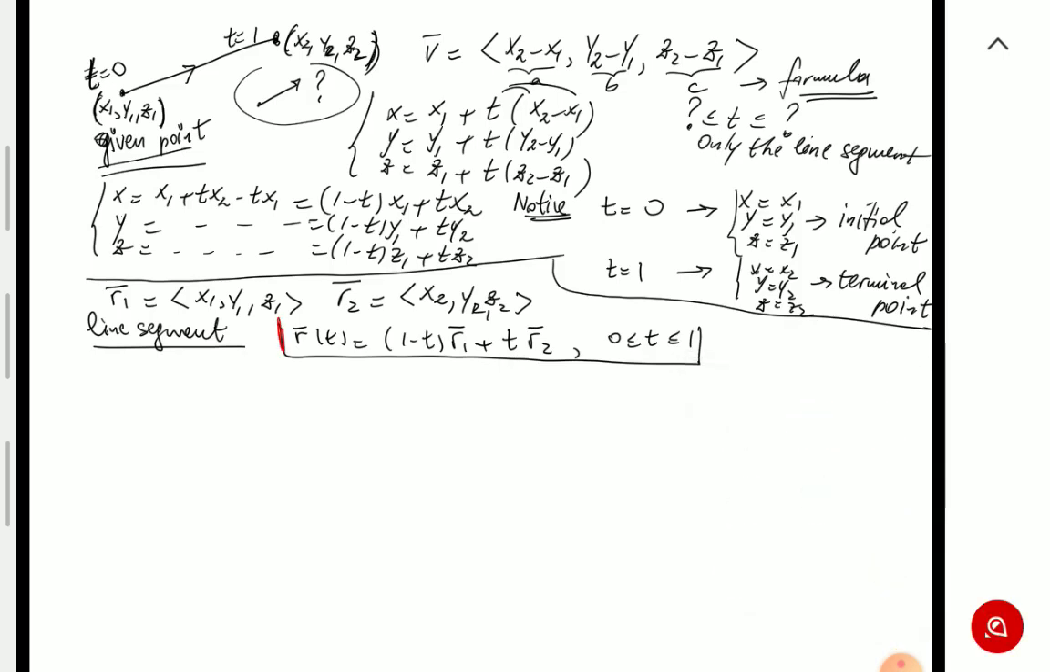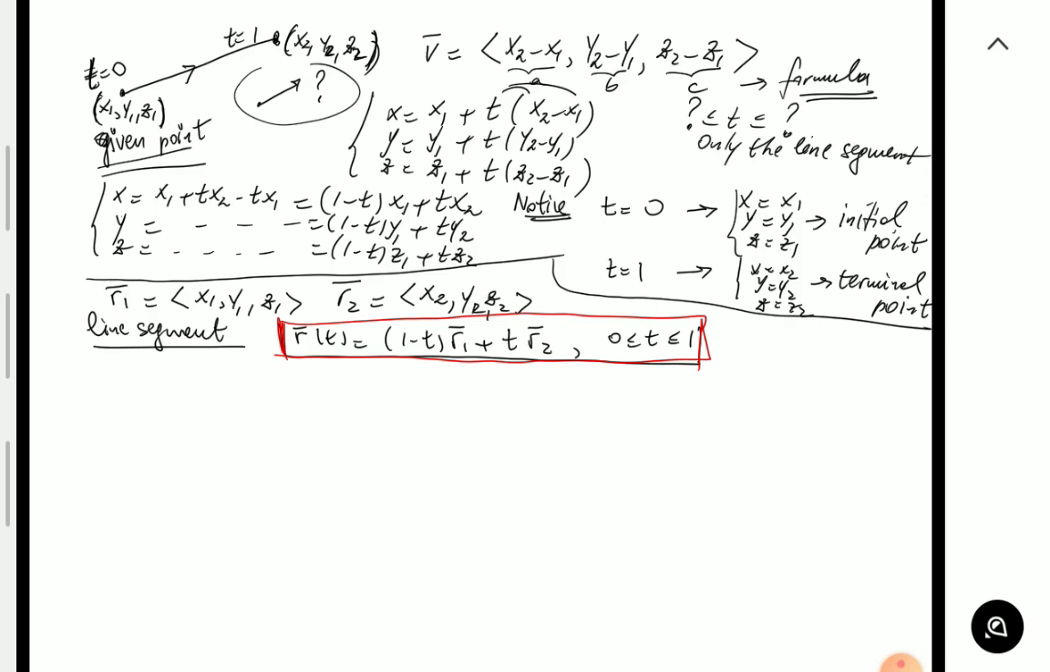Alright, so this will be one formula that you can put in the formula sheet. And notice that the direction of motion matters. If you want to go from x2, y2, z2 to x1, y1, z1, you simply interchange r1 and r2, or you go in reverse, t from 1 to 0. But obviously, usually the domain, like for the real axis, goes from left to right.